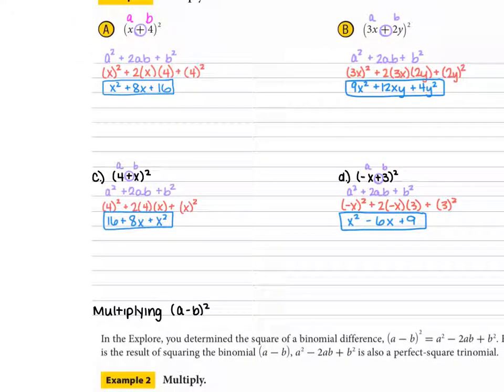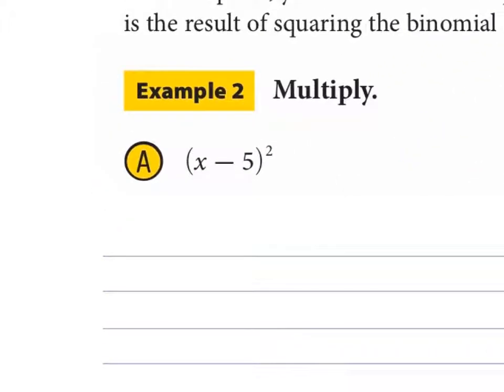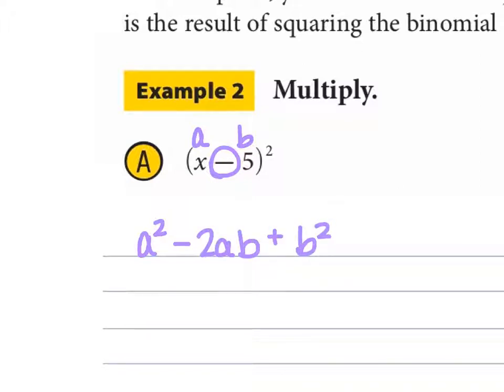When we have a negative in between those two signs, we're using the same formula, except that sign in front of the 2 times a times b is going to be negative. So for a, we have x minus 5 squared. The x is our a, the 5 is our b. So we're going to use a squared. We have a negative there, minus 2 times a times b plus b squared.